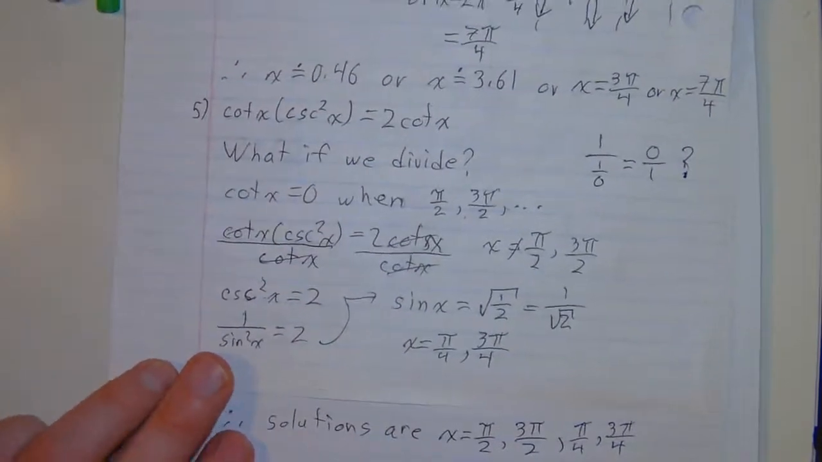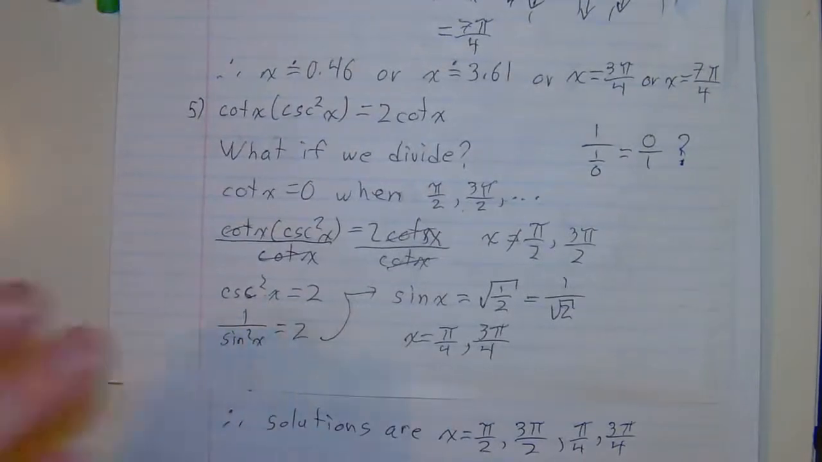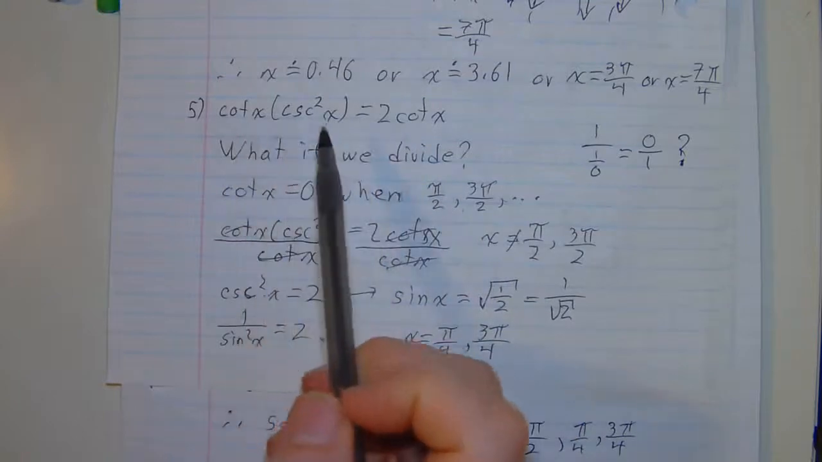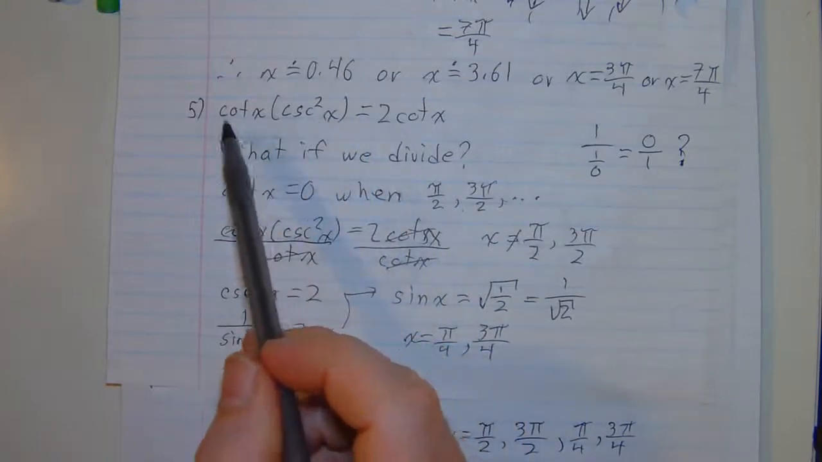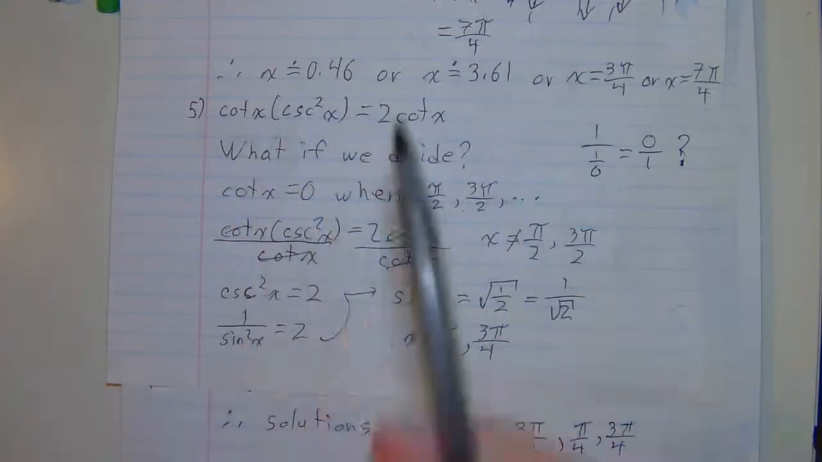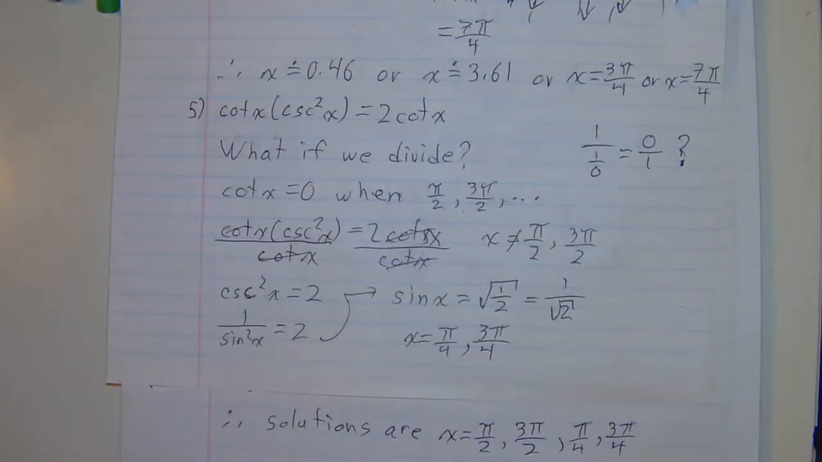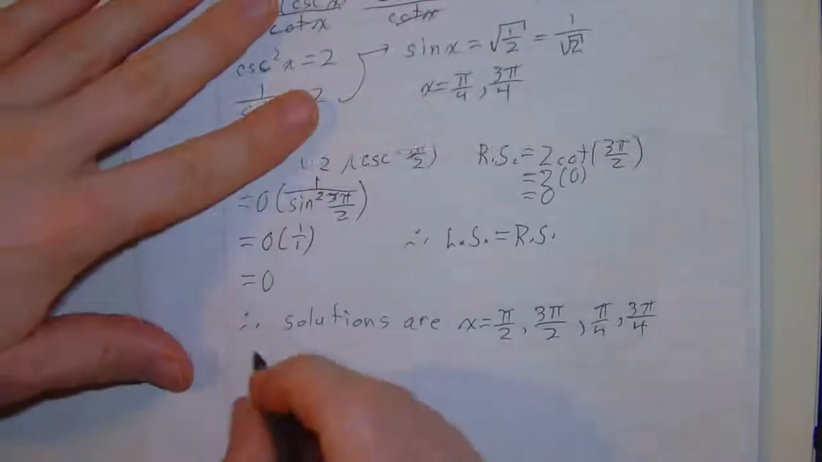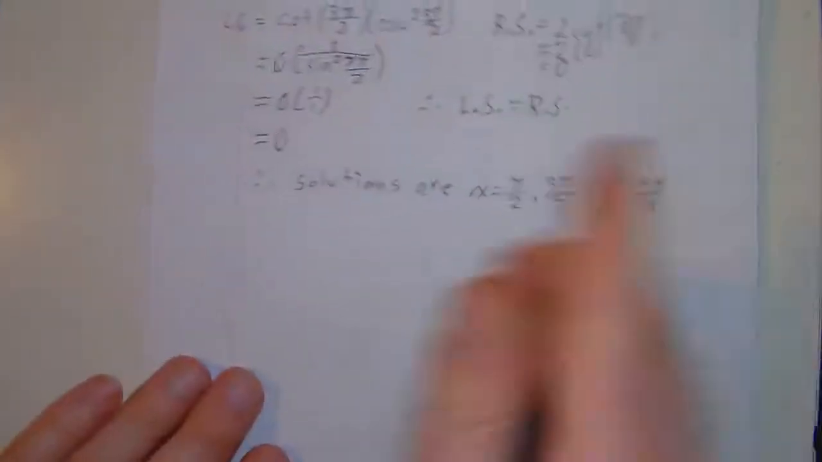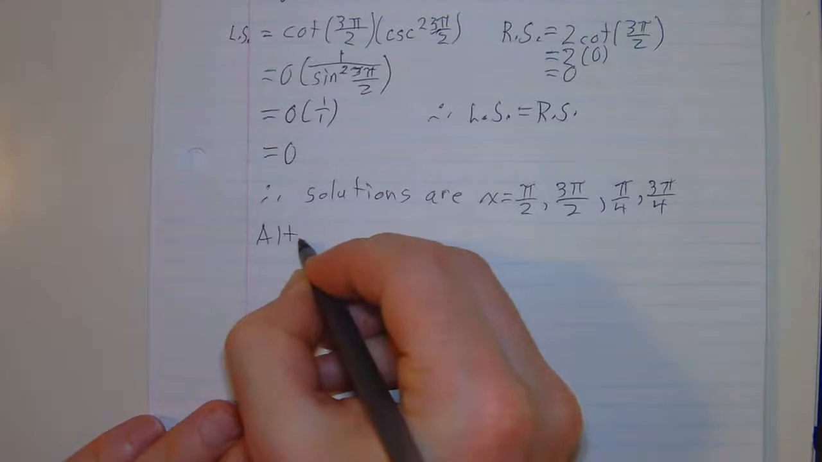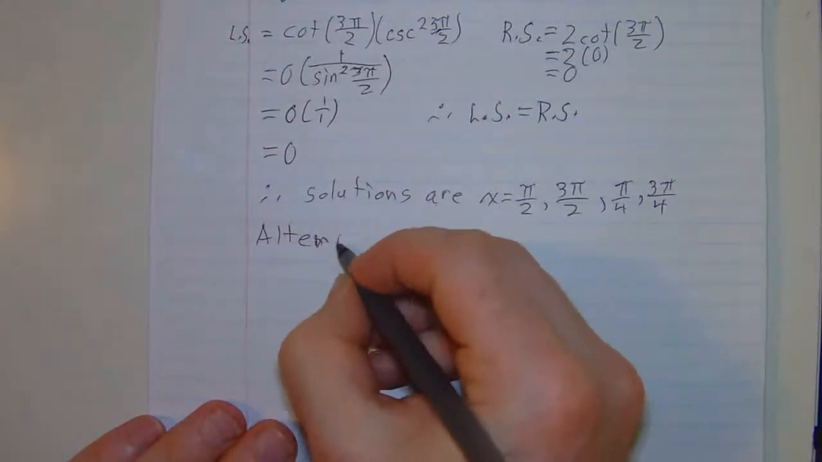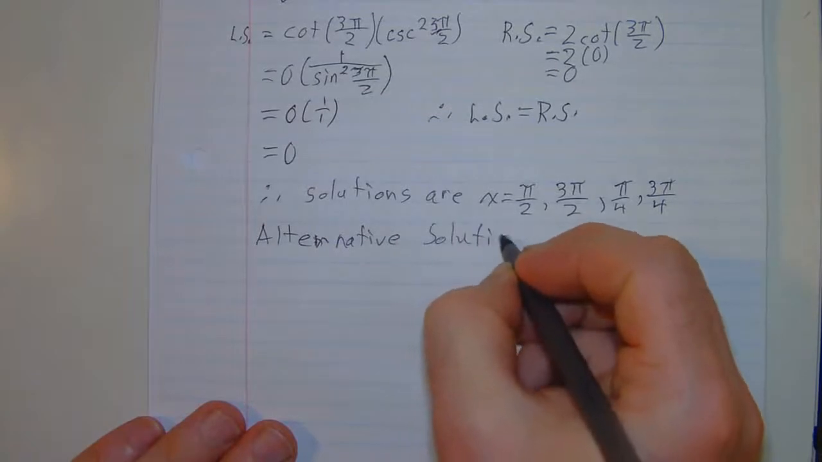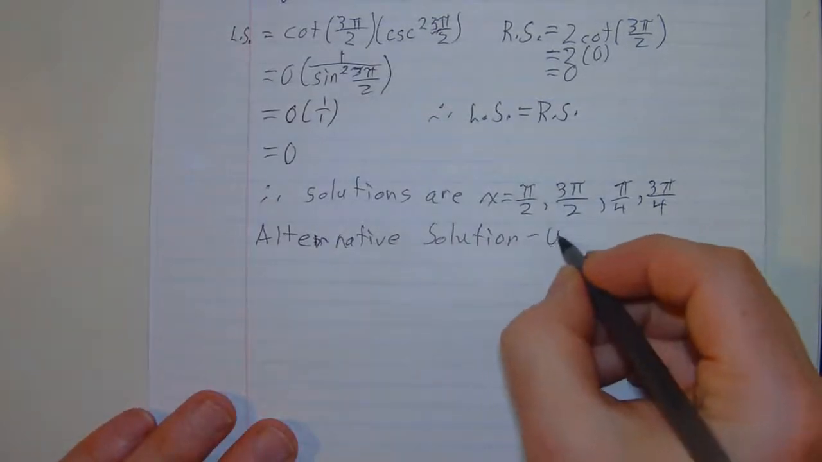So as you can see, it can get pretty complicated. The other way that we could have done this is we could have tried using our identities to set it up. And so I'm not going to walk you through the entire thing that way, but I am going to show you just the first part. So alternative solution, use identities.